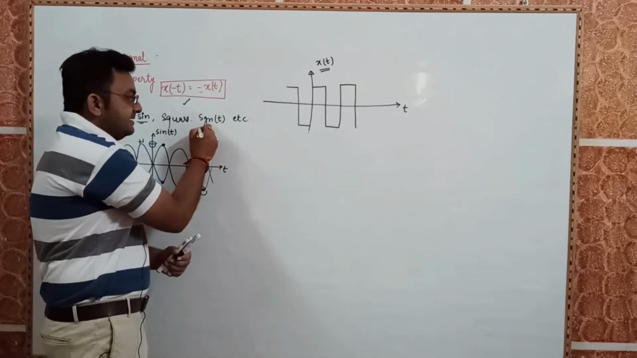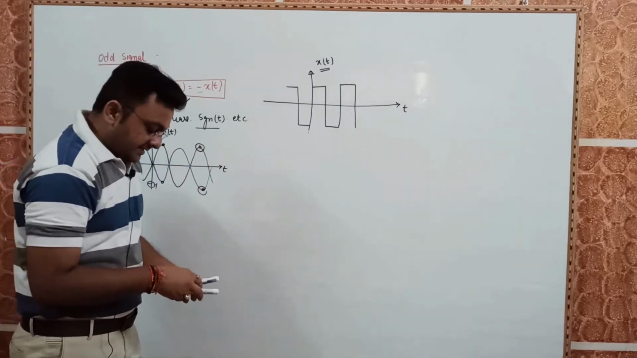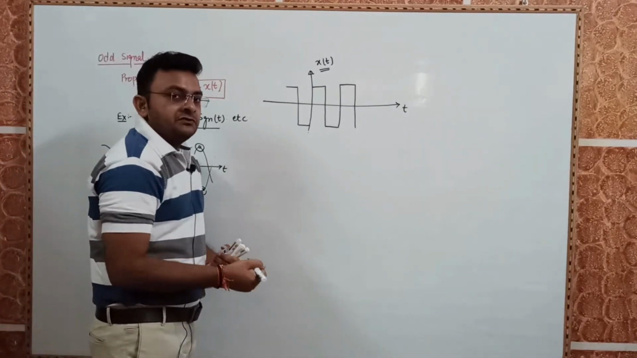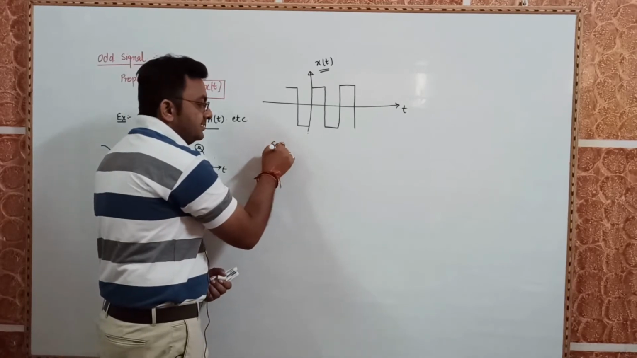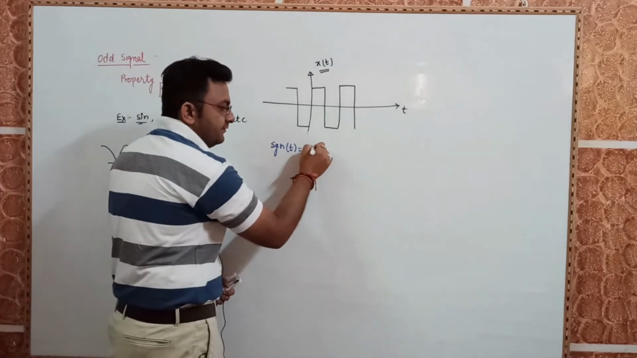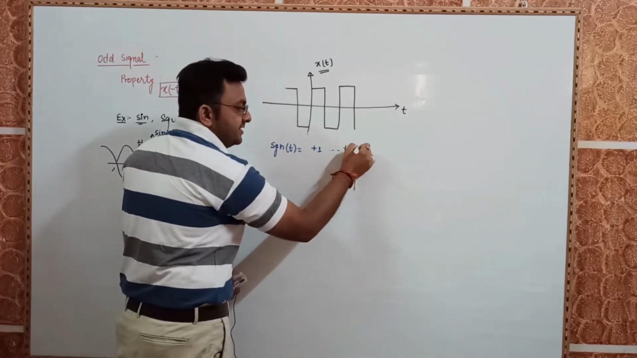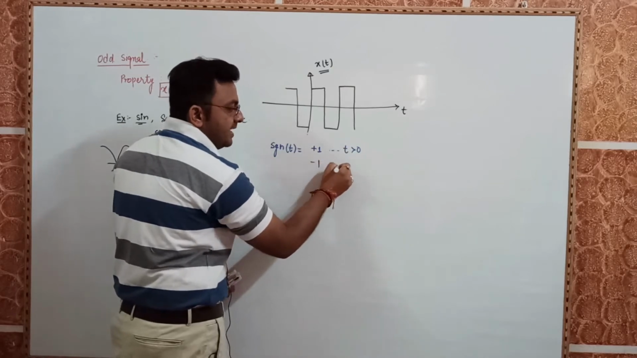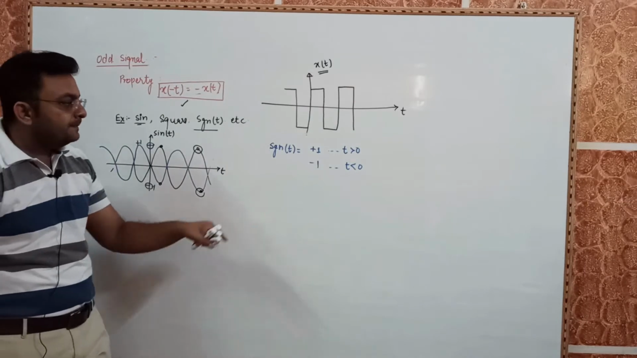And third is the signum t. How is the signum t defined? Very first we should know the definition of the signal. The signum of t is given as plus 1 when t is greater than 0, and its value is minus 1 when t is less than 0.